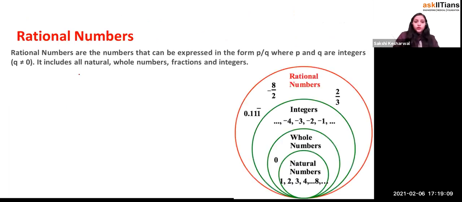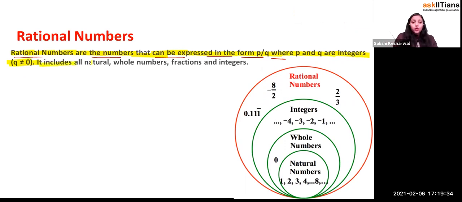Okay, so over here you just see that rational numbers are the numbers that can be expressed in the form of p by q. Any number that can be expressed in the form of p by q, where p and q are integers and q is not equal to 0. So we are talking about integers divided by integers, right?